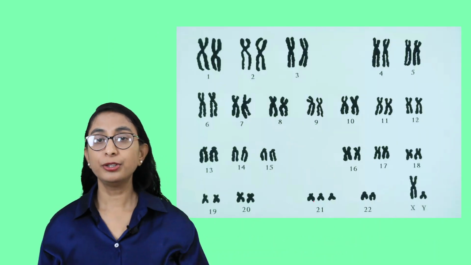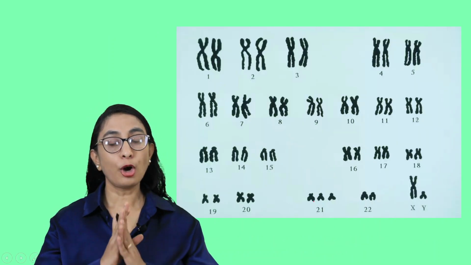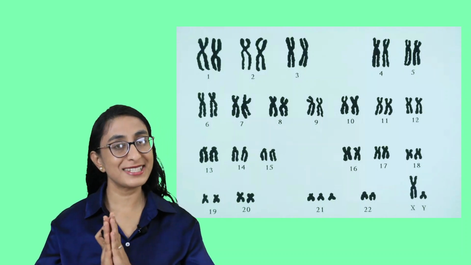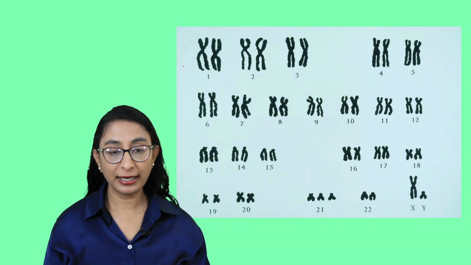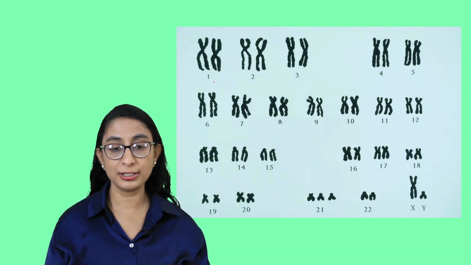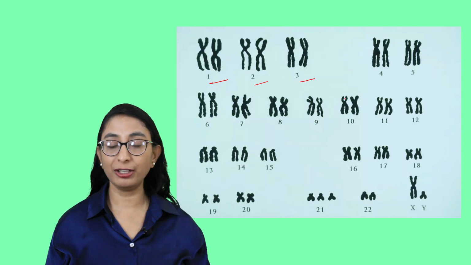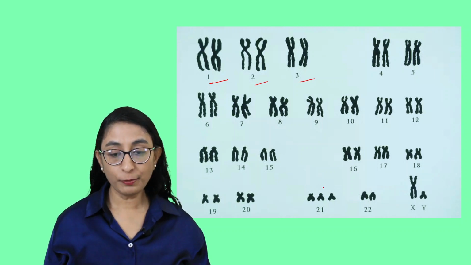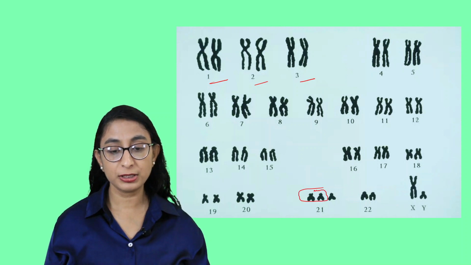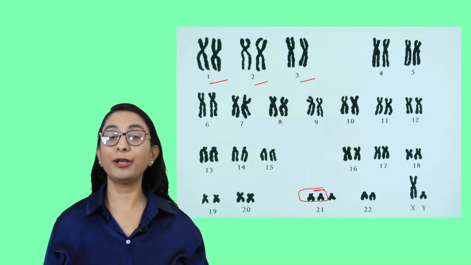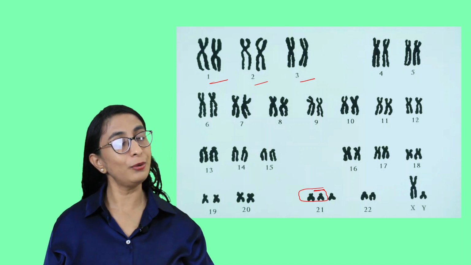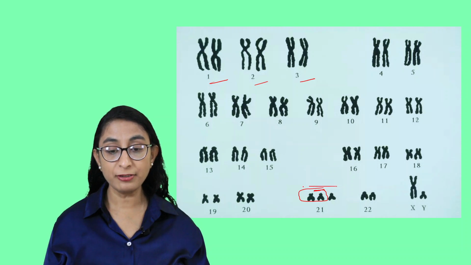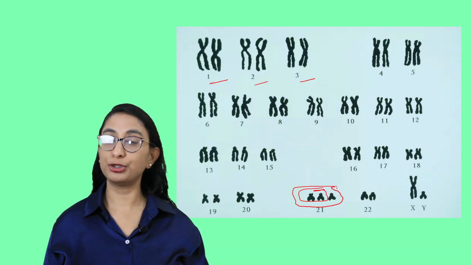Okay, so you understand? Normally we have 23 pairs of chromosomes, one set coming from the father and one set coming from the mother. So we can arrange the chromosomes in this order, that is chromosome number 1, 2, 3, 4 and so on. So what happens in case of Down syndrome? In a normal person, at the 21st position, we will have only one pair of chromosomes, one coming from father, one coming from the mother. Whereas in the case of a Down syndrome child, we will have three chromosomes at the 21st position.